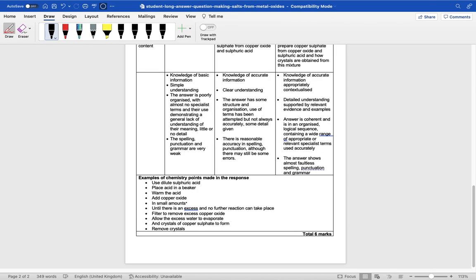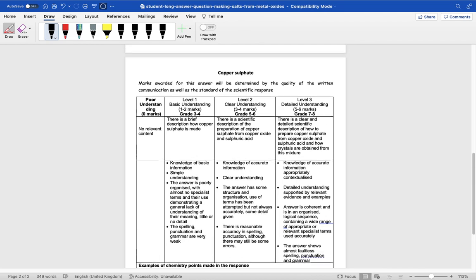So for this answer, the points on the mark scheme are: use a dilute sulphuric acid, place the acid in a beaker and warm it. Add the copper oxide in small amounts until there is an excess and no further reaction can take place. So that's when all of the acid has been neutralised. Filter to remove the excess copper oxide. Allow the excess water to evaporate and crystals of copper sulphate to form, and then remove the crystals. So we've hit every one of those points in the answer above.